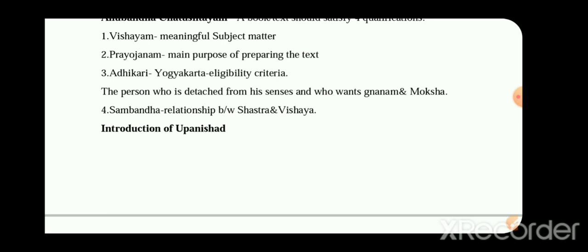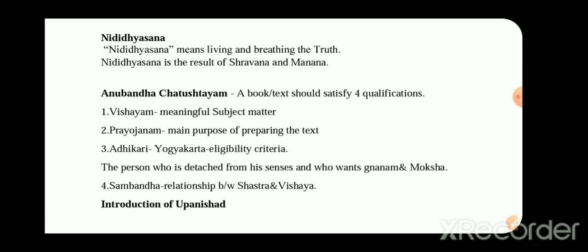And the fourth one is Sambandha. Sambandha means the relationship between Shastra and Vishaya. It means the relationship between what I am going to write, that text, and the main subject matter: what is the main subject matter, and whether it is as per the Shastra or not. That relationship should be there for that book. So any book or text should satisfy all these four qualifications: Vishayam, Prayojanam, Adhikari and Sambandha. These four qualifications are called Anubandha Chatushtayam.